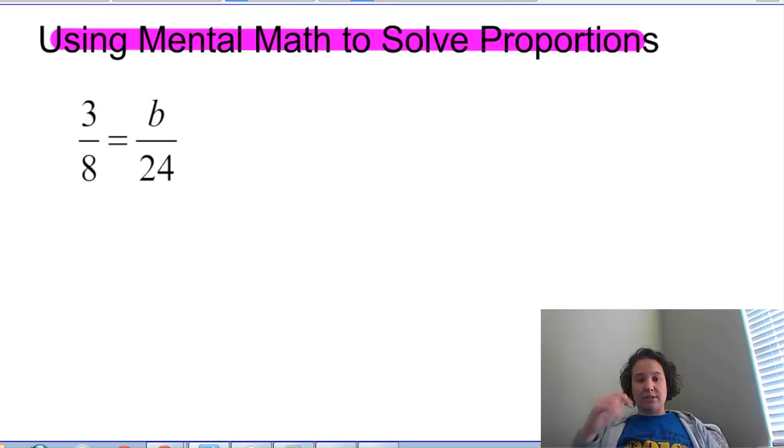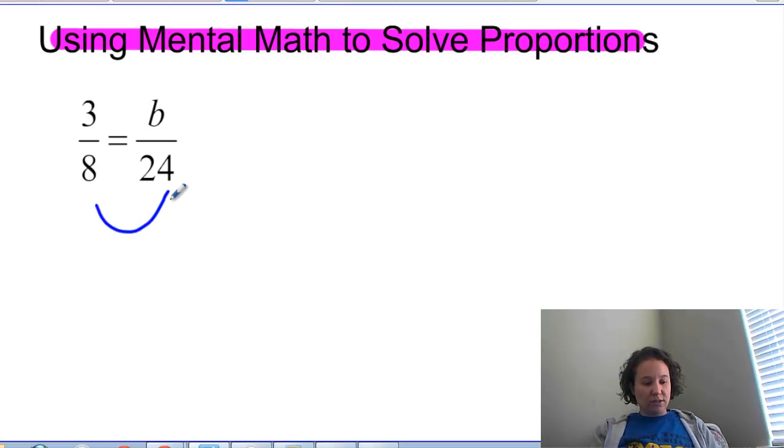We can also use mental math to solve proportions. If I'm looking at this proportion, I know that these two ratios have to be equal to each other. The first ratio is 3 to 8. The second ratio is something to 24. I can see that 8 is a factor of 24. I can multiply 8 by 3 to get 24. So then I should just multiply the top number by 3.